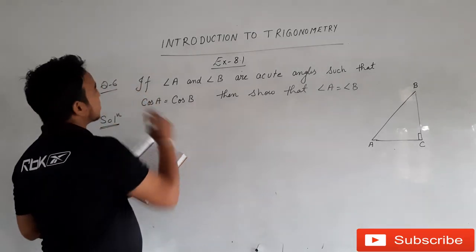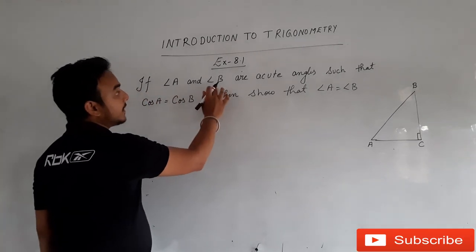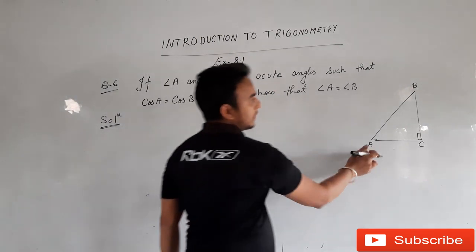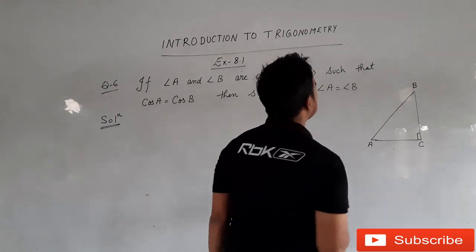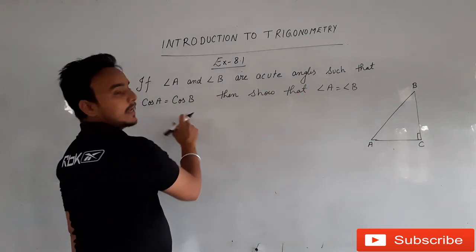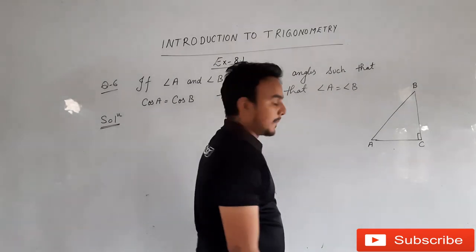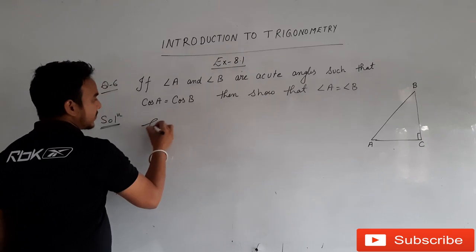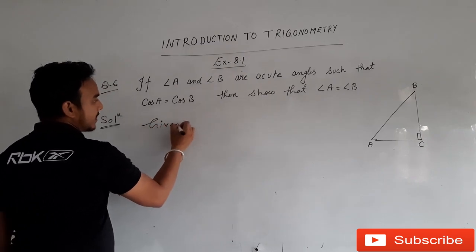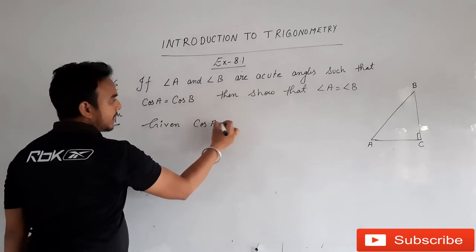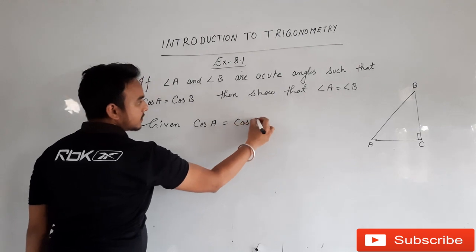Okay, question number 6 is saying if angle A and angle B are acute angles, means angle A and angle B acute हैं, C पे right angled है, और cos A is equal to cos B, then show that angle A is equal to angle B. चलिए, गिवन क्वांटिटी क्या है? गिवन क्वांटिटी है cos A is equal to cos B.